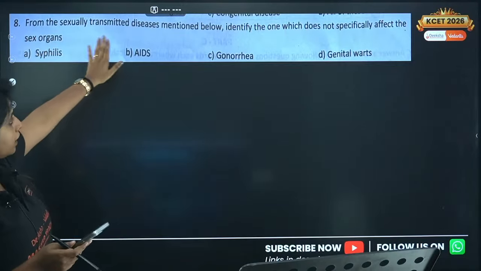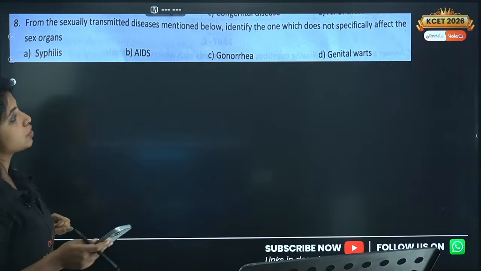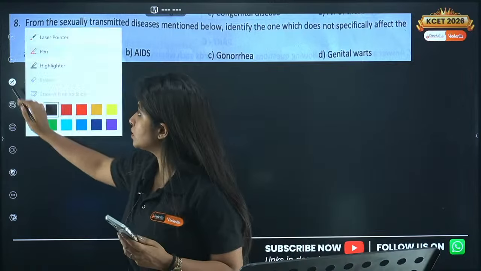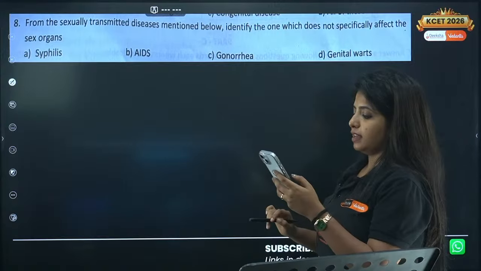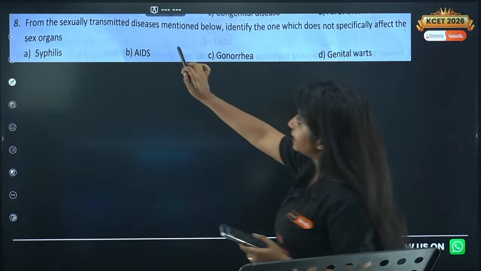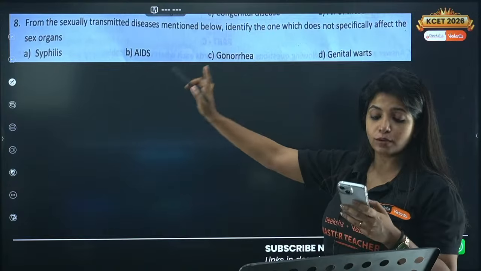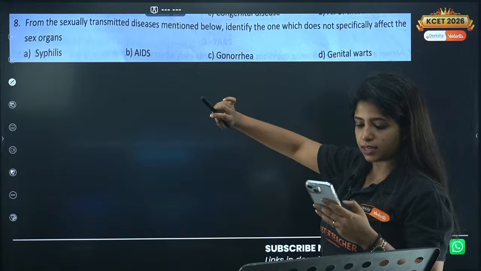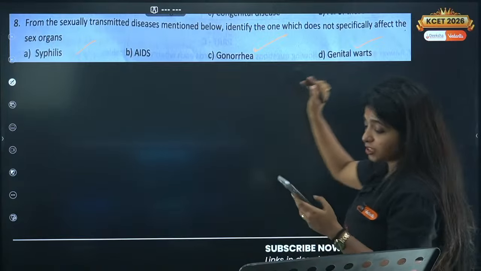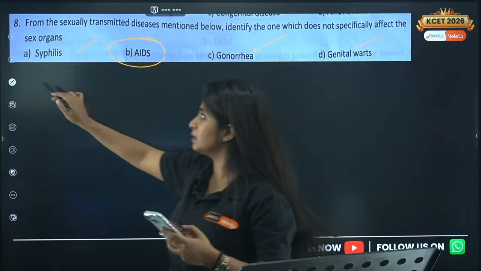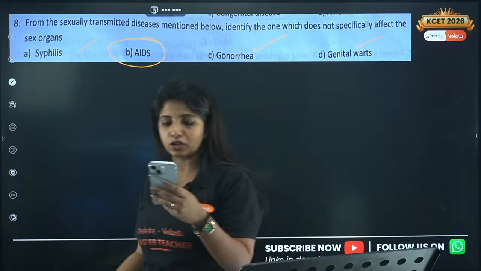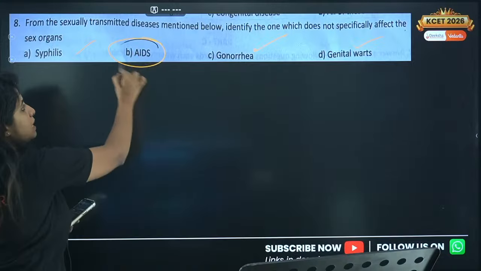Going ahead, from the sexually transmitted diseases mentioned below, identify the ones which do not specifically affect the sex organs. Okay, 8. Try to solve the 8th question, my dear children. So STDs are mentioned and you are asked which of them is not going to affect the sex organs specifically. Syphilis does, gonorrhea does, genital warts do, but as you all know, AIDS is not something like that. AIDS affects your T helper cells, and if T helper cells are affected, your whole immunity is lost. So your answer for this question is B, AIDS.